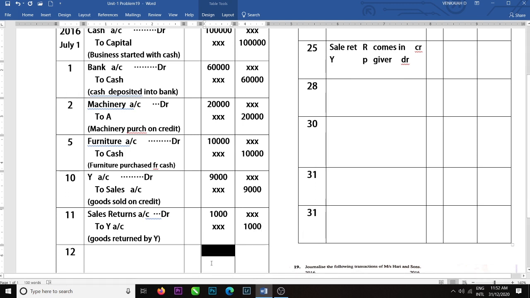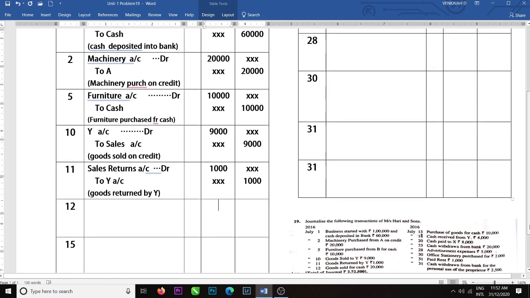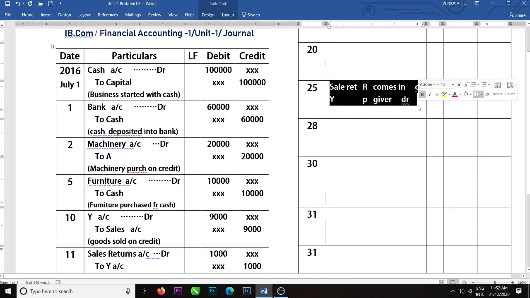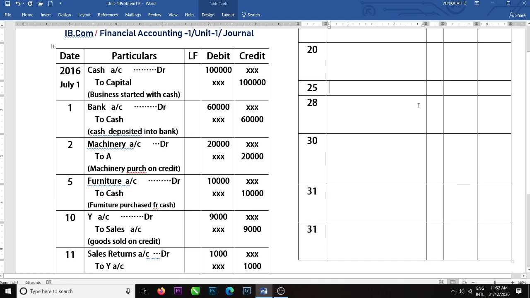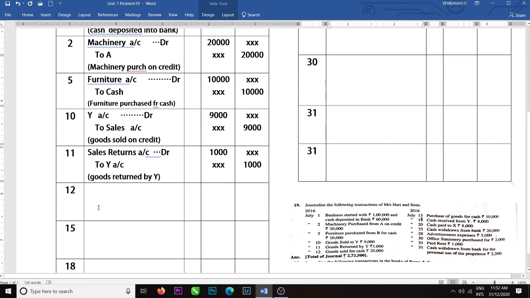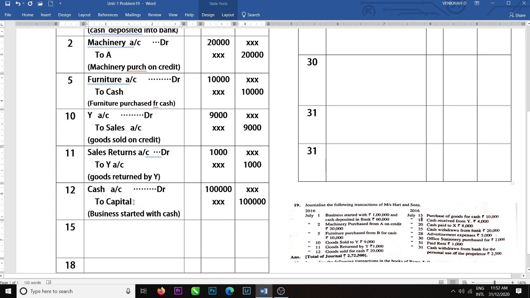Okay. Next entry, 12th date: goods sold for cash. What did we sell? Goods. When we sell goods, are goods going out or coming in? Going out. What goes out will be credited. So I have to credit the sales account.